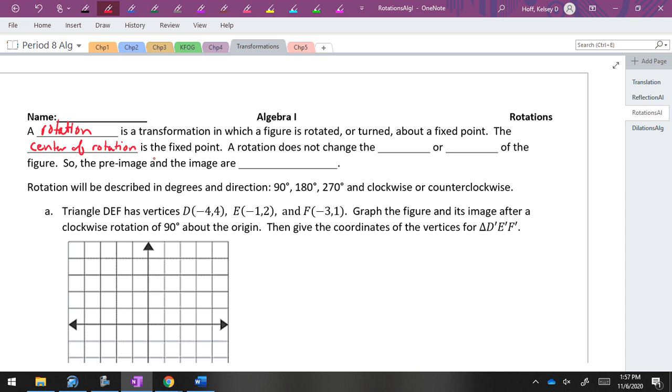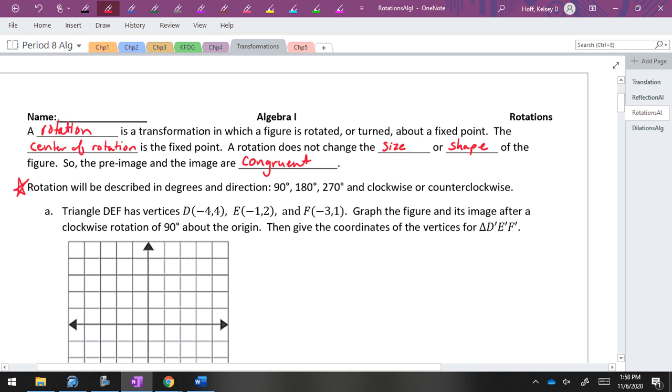So you're always pivoting around a specific point. For us, we are just going to pivot around the origin. Everything is going to be centered around the origin. A rotation does not change the size or shape of the figure. So the pre-image and the image are congruent. Same size, same shape.